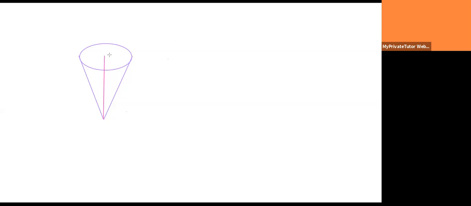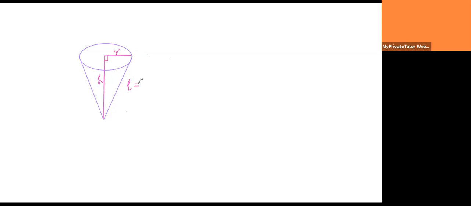See, let me draw a straight line. Can you see a right angle triangle here? This one is the right angle. This one is the radius, this one is the height of the cone, and this one is the slant height. It is slanting, isn't it? We need to discuss this one, the slant height, L.